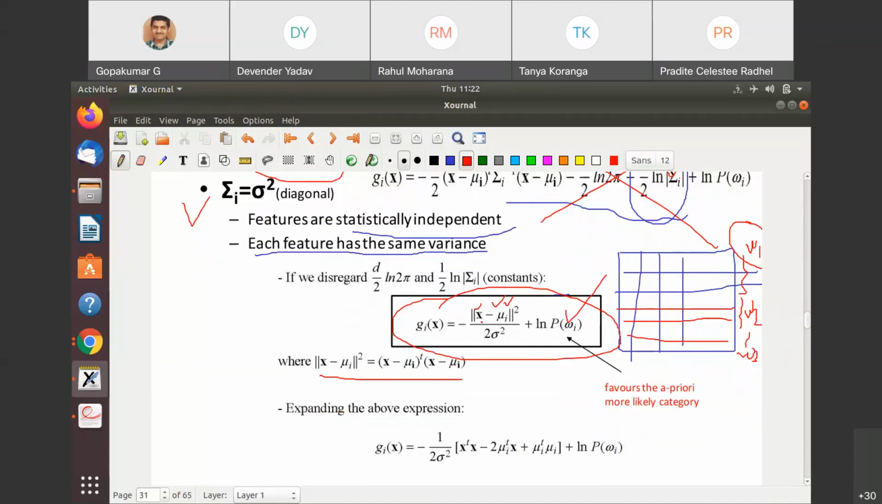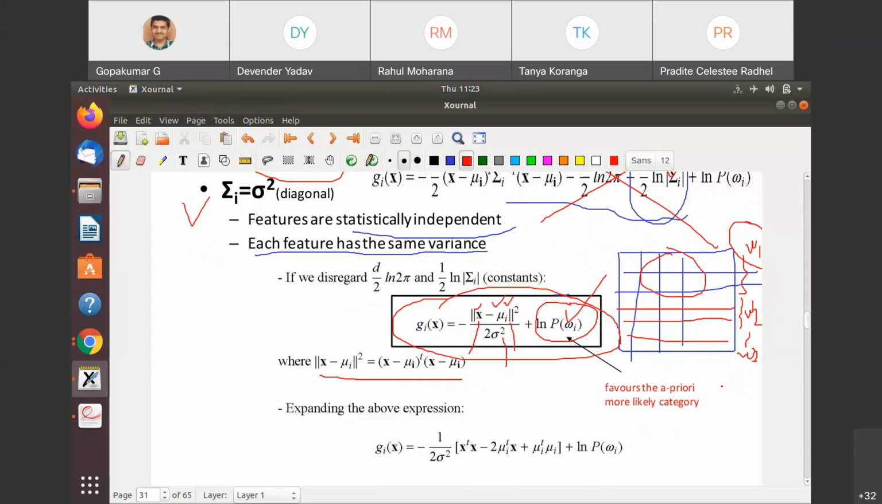So that means you are given an x vector, which you have to check whether it belongs to w1, w2, or w3. The mu i we can calculate from this particular table, and sigma square we can calculate. The prior probability we are assuming is either given, or we calculate it from the given data, whatever it is.